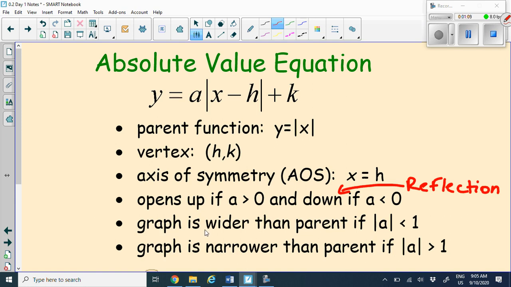Now, if the graph is wider than the parent, that means the absolute value of a is less than 1. So that just means a half, a third, 3/4. What we call this is a vertical shrink, okay? So that is your key word there, vertical shrink. And make sure you have that down because we are going to use that vocabulary word quite a bit.